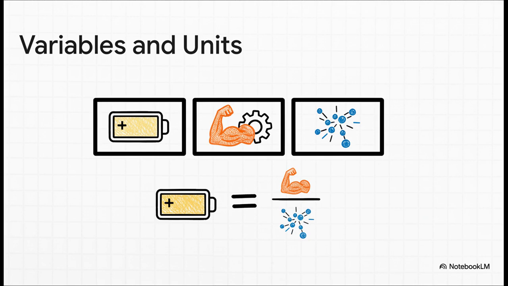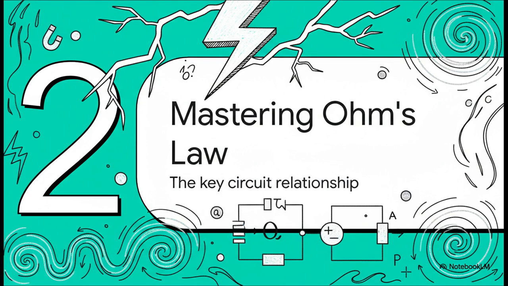So let's lock in these units. Potential difference is in volts. The work or energy used is in joules. And of course, the charge is in coulombs. So if you think about it, 1 volt is really just 1 joule of energy being used for every single coulomb of charge.